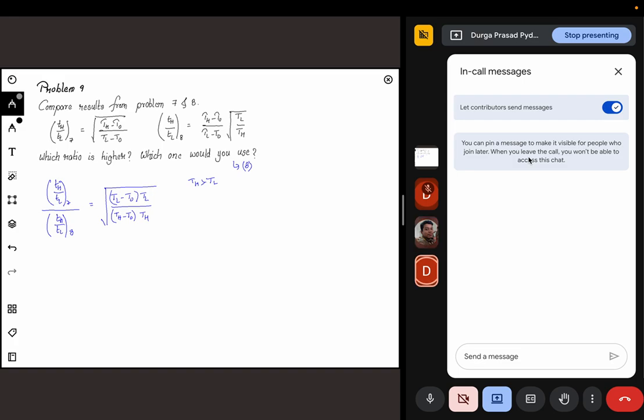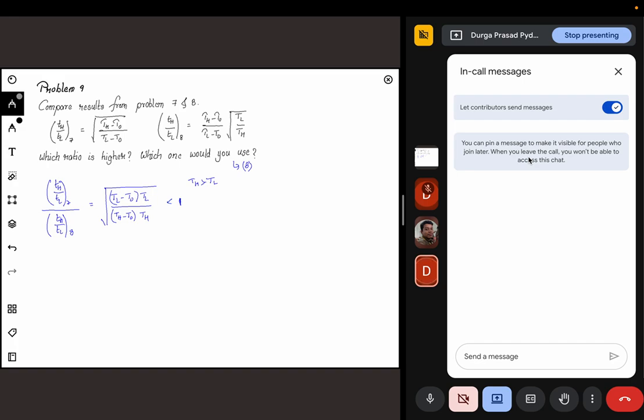Yeah, but basically you can see the expression I have written here, right? So it will be basically like this, square root of TL minus T naught times TL by TH minus T naught times TH. And we know TH is greater than TL, which means the numerator is less than the denominator. So this will be less than 1, which is what our intuition says also.